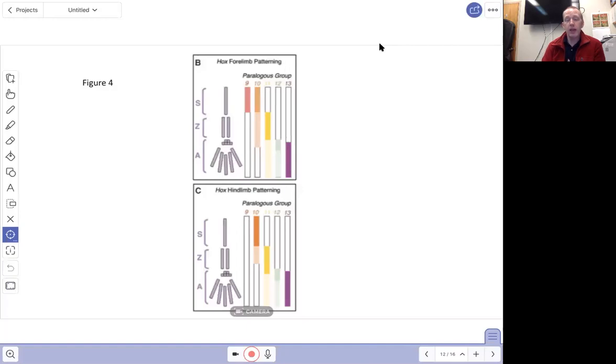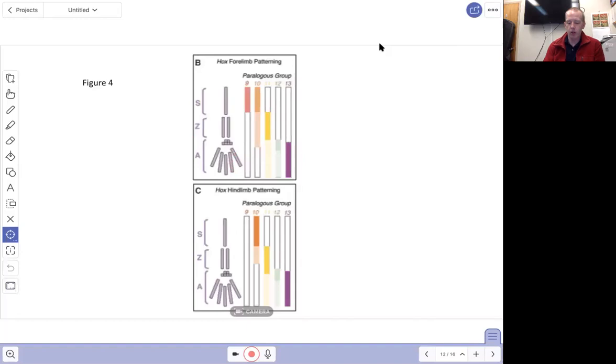As is typical for many scientific publications, the last figure is often a cartoon or a diagram of what the scientists think that they've learned, a model of how their data can incorporate and either confirm or contrast with other already published literature and findings. And in this case, the authors are simply indicating where, based on the results of the mutants we just looked at, which paralog groups they think are responsible for the proper development of which part of the limb.